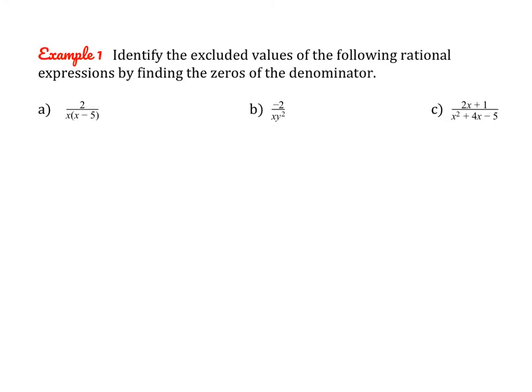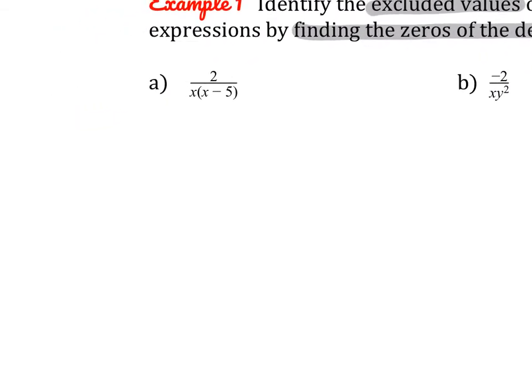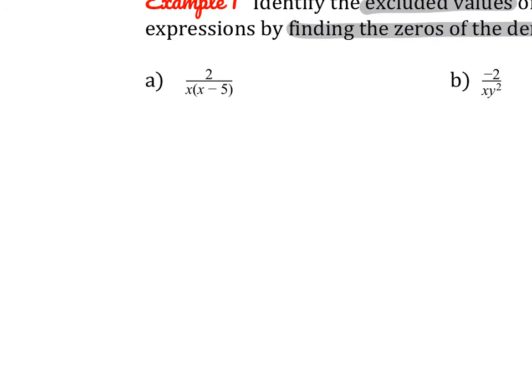All right, so we're going to start by learning how to identify excluded values from a rational expression. These excluded values are going to happen whenever our denominator is equal to 0. So we're essentially going to be finding the zeros of our denominator, and those are going to be the values that are excluded. So let's look at part A. Here we can see our expression is 2 over x times x minus 5.